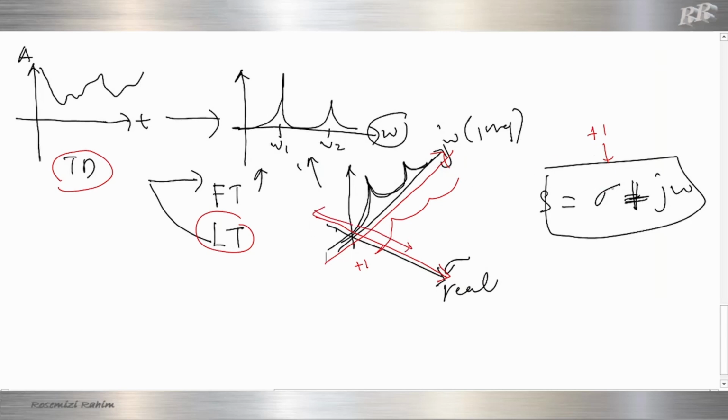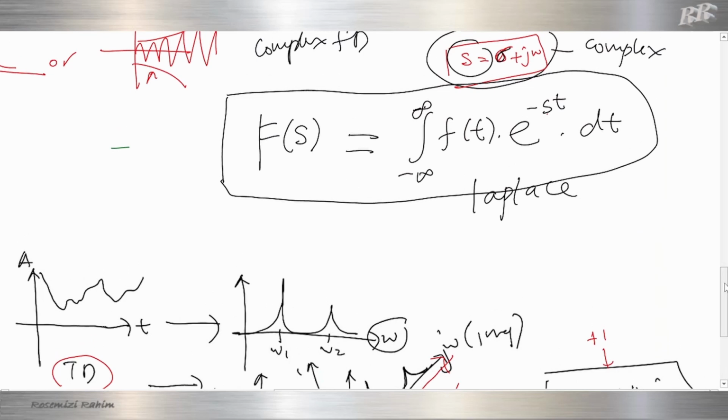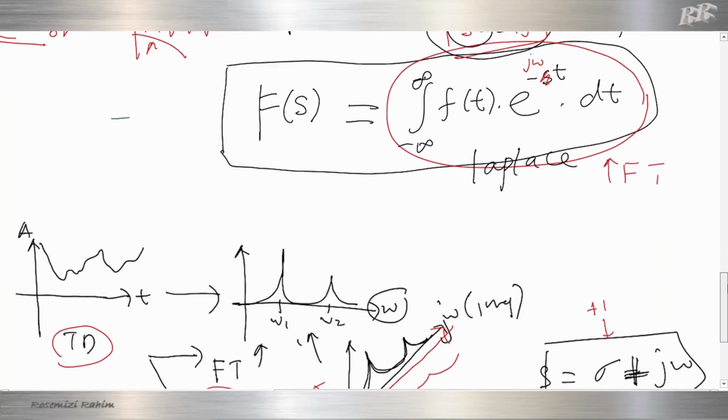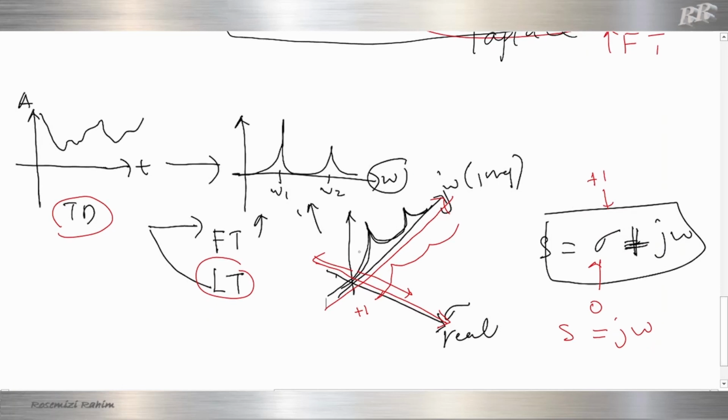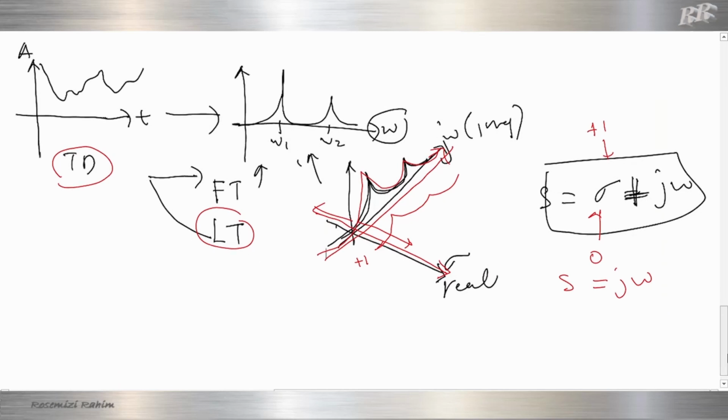And if our sigma is equal to 0, it means that S equals j omega. When S equals j omega, we can see that this equation is also valid for the Fourier transform. It is the same equation as for the Fourier transform. So the graph will be at the 0 axis, as the real part equals 0. That's why the Laplace transform is also called the generalized Fourier transform.